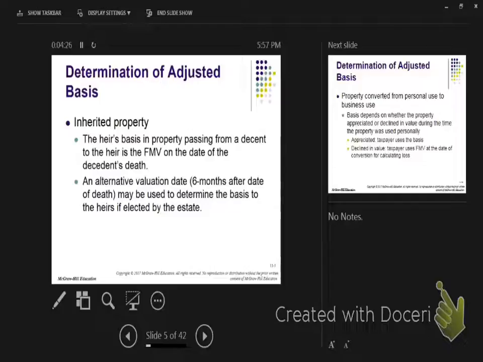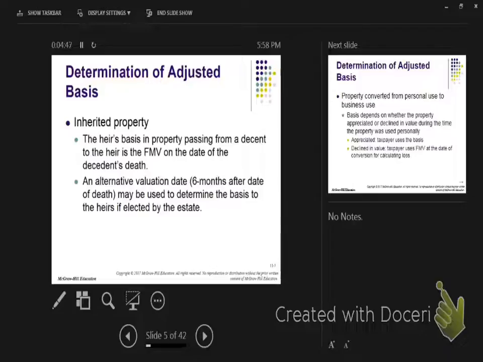I have seen where people, especially with the stock market, have used the fair market value 6 months after. So if you think about when you inherit something like stock, we inherit property, your basis is now going to be the fair market value when you get this.